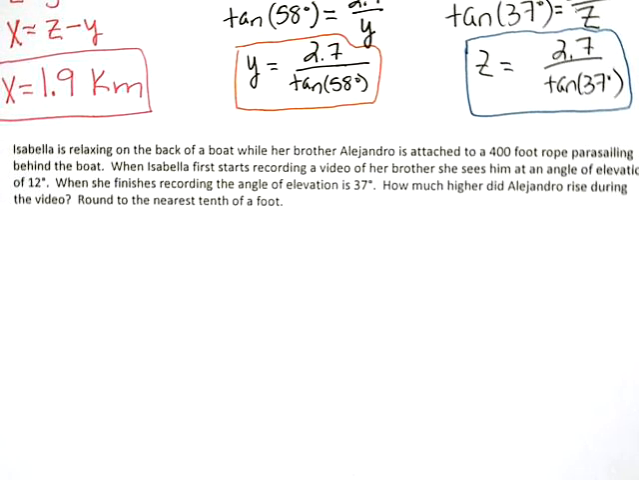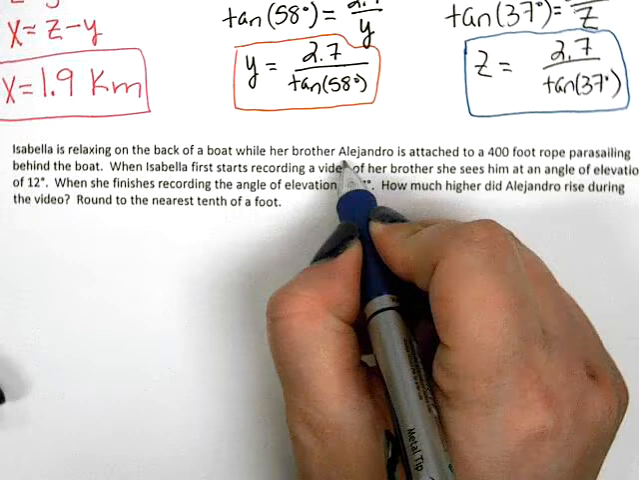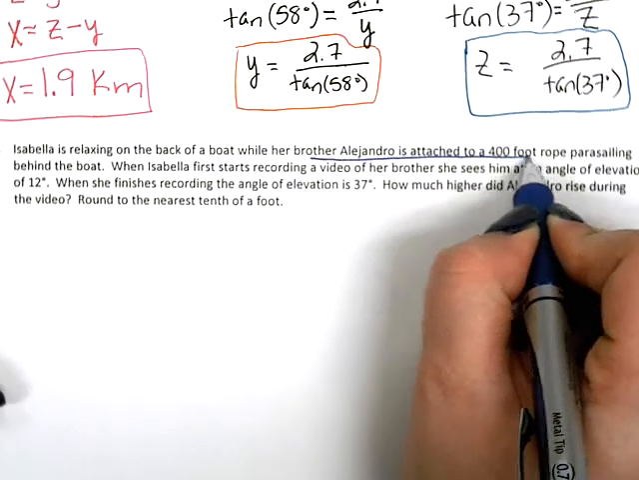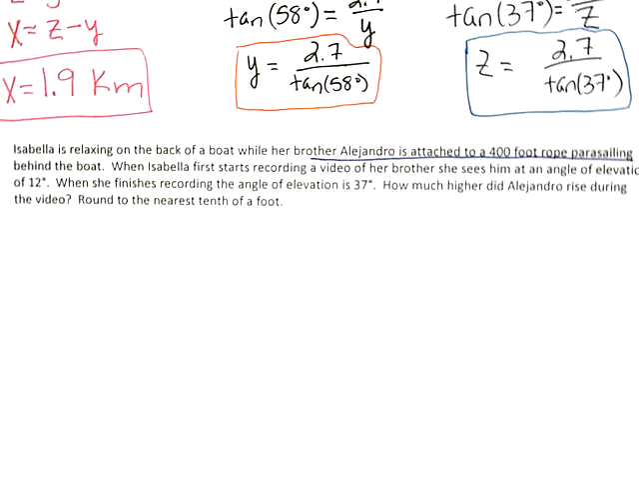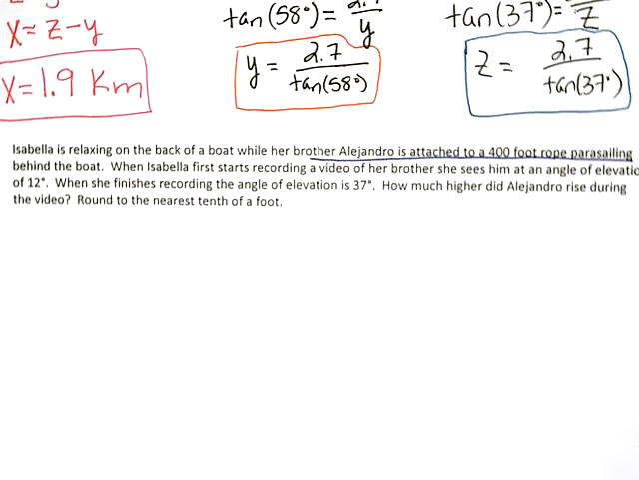Well, this time we also don't have a picture, right? So it's kind of a problem. We have to understand what's happening in this picture. So Alejandro is attached to a 400-foot rope and he's parasailing. So hopefully you guys know what parasailing is. It means that he's attached to the boat and he has a parachute on and he's kind of flying behind the boat. Essentially, that's my version of it, or my definition of it at least.